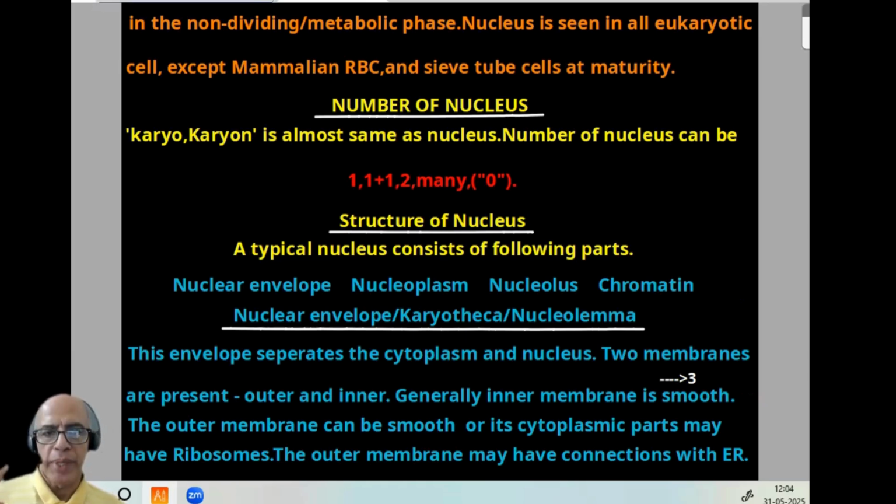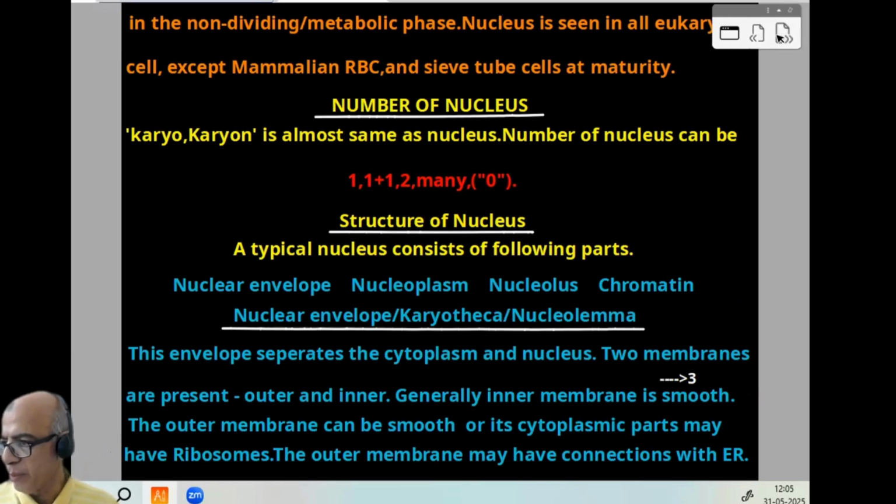There are 2 membranes in the nuclear envelope, like mitochondria, outer and inner. Generally, the inner membrane is smooth, while the outer membrane can also be smooth, or its cytoplasmic part may have ribosomes. The outer membrane has a connection with the endoplasmic reticulum. I think the membrane is clear. Now we can proceed to the next page.